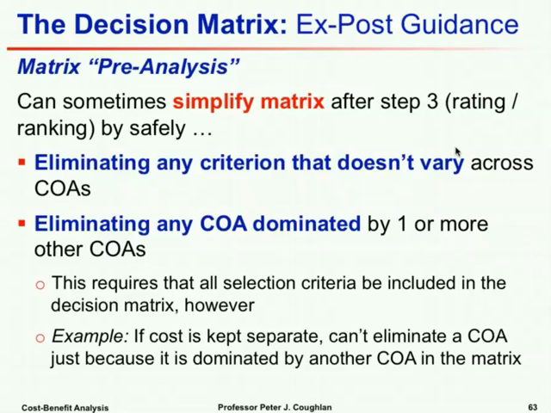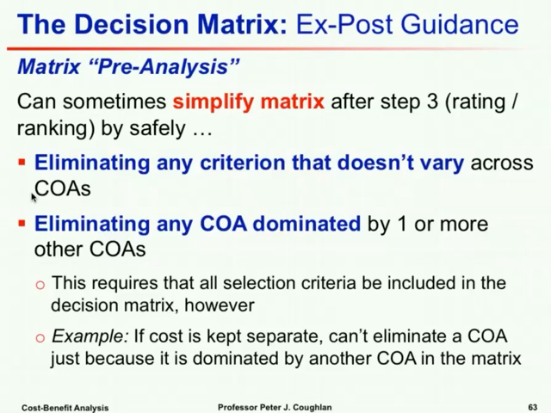So the first one, if you do the rating or ranking and you find out that, guess what, all courses of action that have met the screening criteria pretty much rate the same on this selection criteria. Therefore, we really don't need that selection criteria in our decision matrix because it's not going to help us. It doesn't tell us anything. Everything scores the same. We can then also possibly eliminate courses of action that are dominated by one or more other courses of action. So in other words, if you have one course of action that is outperformed by another on every dimension, then you can take it out of the matrix right then and there and focus on the ones that remain. This is helpful when you have many different courses of action.